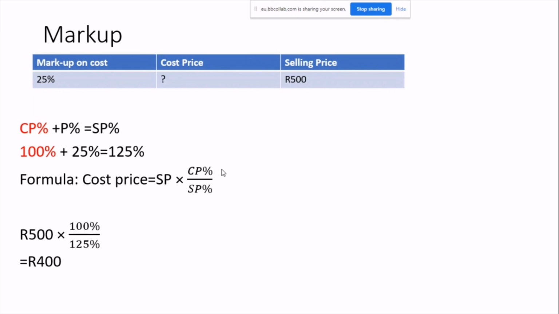An easy way to remember our formulas, guys: whatever you're looking for must be on top. And right now, we're looking for the cost price. That's why we have the CP percentage on top. Our SP is given, which is 500 Rand, multiply by CP. Go back to the formula. CP is 100%, divide by SP. And if you go back to the formula, note that our SP is 125%. And therefore, our cost price then is 400 Rand.